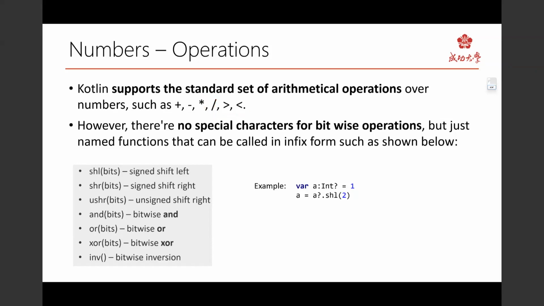However, in Kotlin, there are no special characters or special symbols for bitwise operations, okay? We rarely do bitwise operations in Kotlin, but in case you really wanted to do bitwise operations, you can use these functions over number objects easily, okay?